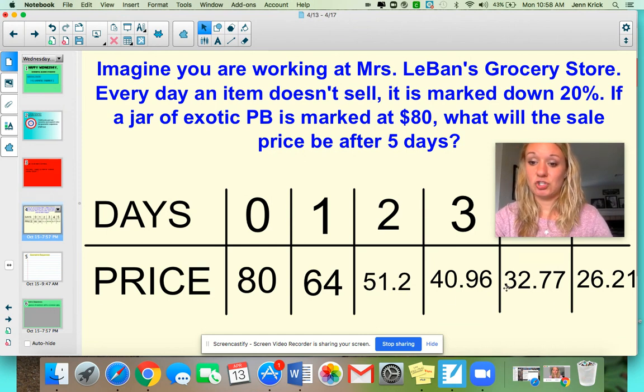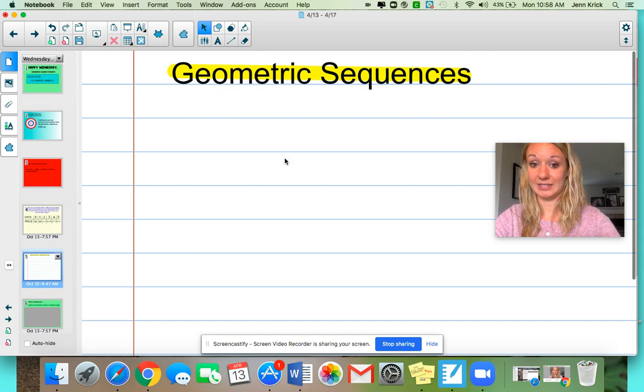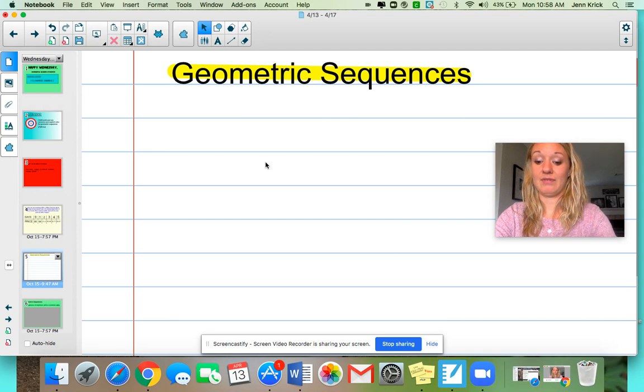$26.21. This is a geometric sequence. It's geometric because we're multiplying every single number down here by a common ratio or a common value. In this case, we're multiplying it by 0.8. You can kind of make a connection between geometric sequences and exponential functions because for exponential functions, we would always be multiplying our y values by a number, and we're doing the same thing with geometric sequences. So that's your quick introduction for our lesson today. If you have your notebook, this is geometric sequences. This is lesson 7-8 in our algebra book. And let's go ahead and get started.